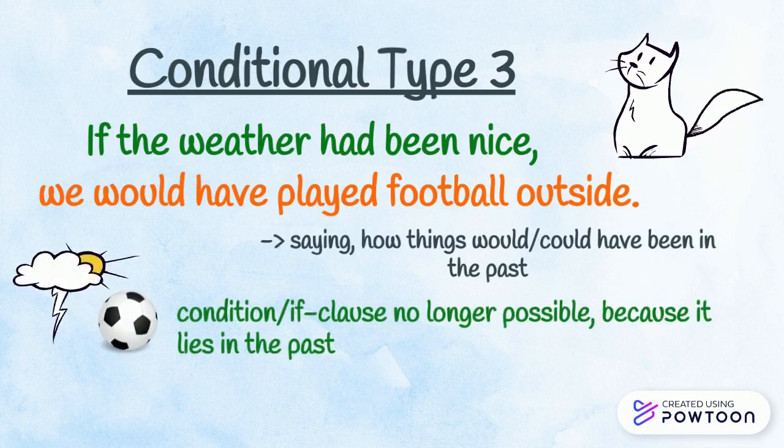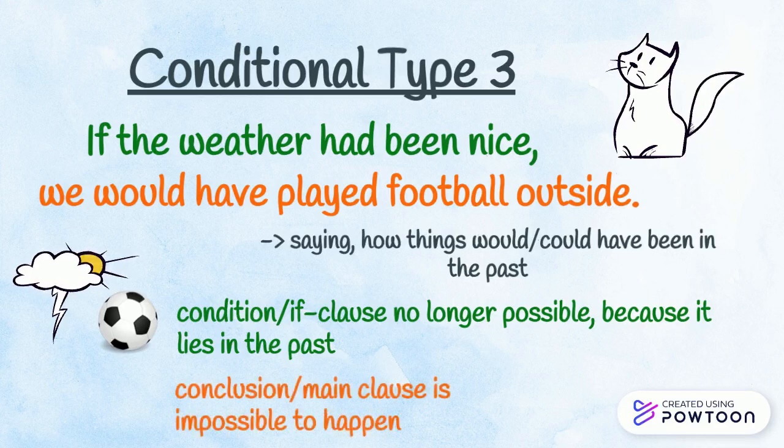In a conditional type 3, the condition or if clause in green is no longer possible because it lies in the past. Therefore, the conclusion or main clause, which is shown in orange, is impossible to happen and expresses how things would or could have been.